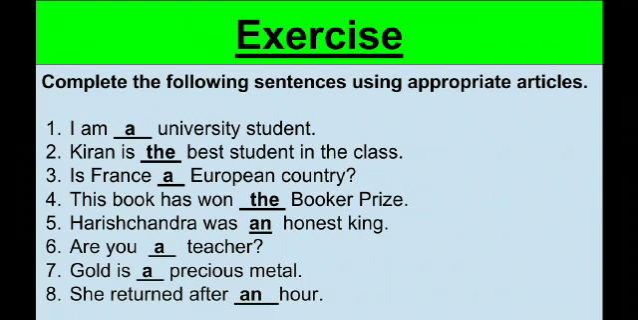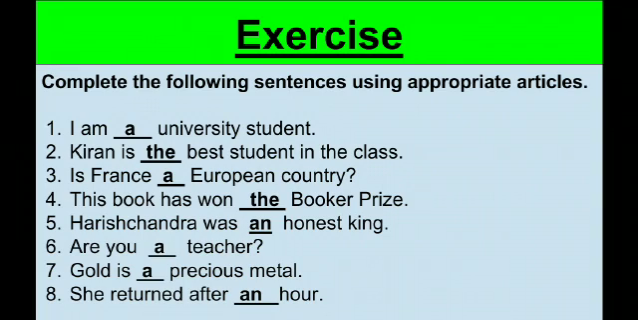Now the next sentence: Are you dash teacher? I am just asking someone in general, are you a teacher? So in general we have used "a", nothing specific, nothing particular. The next: Gold is a precious metal. Like any other precious metal, gold is also a precious metal. Nothing particular or specific. That's why we have used "a" here.